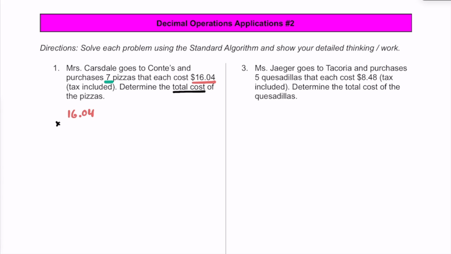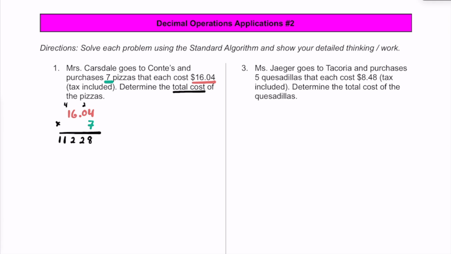So let's go ahead and do that just because that'll be a lot faster than adding it over and over again. Now when we're multiplying decimals, remember that we can just ignore them and think about them as whole numbers, then think about the decimal places after. So 4 times 7 is going to be 28, carry the 2. 7 times 0 is going to be 0 plus the 2, which is going to be 2. Then we have 7 times 6, which is going to be 42, we'll carry the 4. And then 7 times 1 is going to be 7 plus the 4, which is 11.